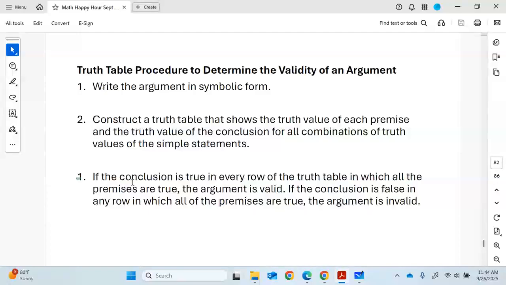If the conclusion is false in at least one row where all of the premises are true, the argument is invalid. That is the definition of how we know if an argument is valid or invalid. If all of my premises are true, then the conclusion has to be true. If I have at least one row in which all of the premises are true, but the conclusion is false, then the argument is going to be considered invalid.